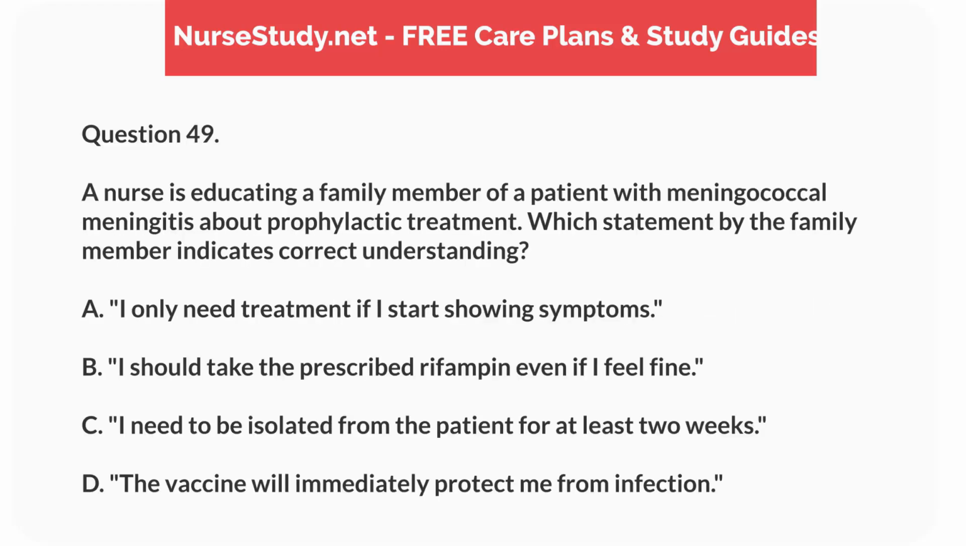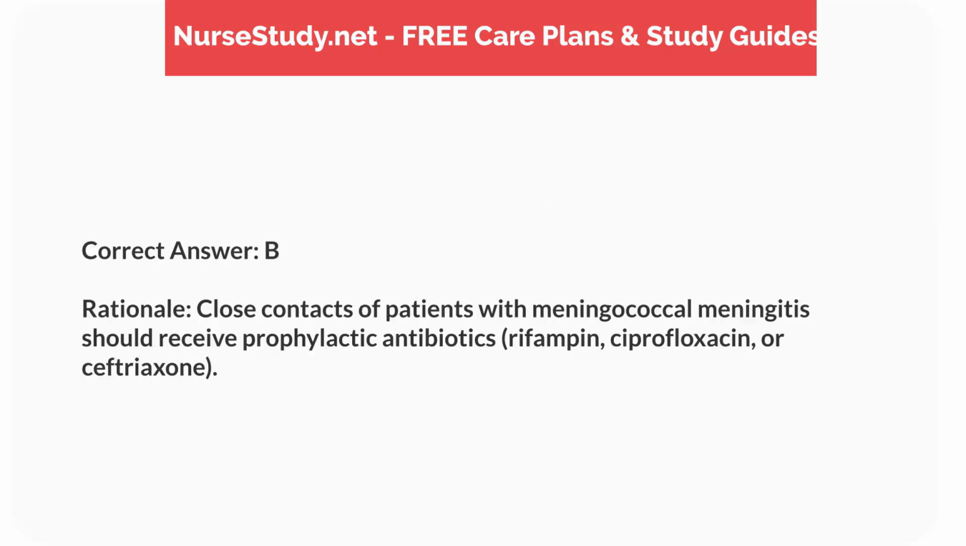Question 49. A nurse is educating a family member of a patient with meningococcal meningitis about prophylactic treatment. Which statement by the family member indicates correct understanding? A. I only need treatment if I start showing symptoms. B. I should take the prescribed rifampin even if I feel fine. C. I need to be isolated from the patient for at least 2 weeks. D. The vaccine will immediately protect me from infection. Correct answer, B. Rationale: close contacts of patients with meningococcal meningitis should receive prophylactic antibiotics, rifampin, ciprofloxacin, or ceftriaxone.